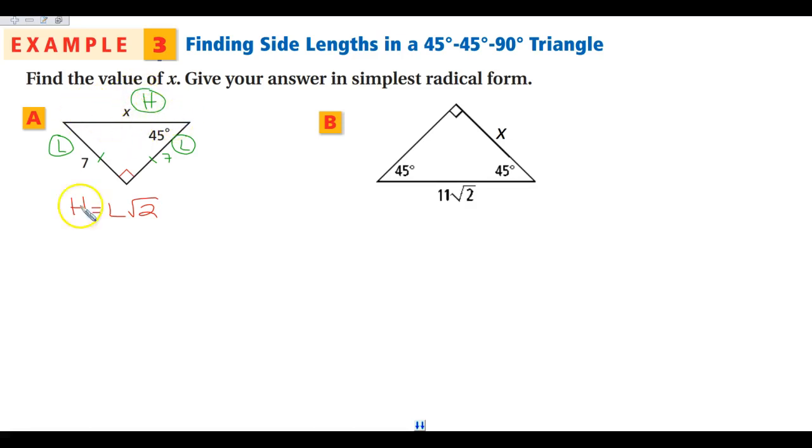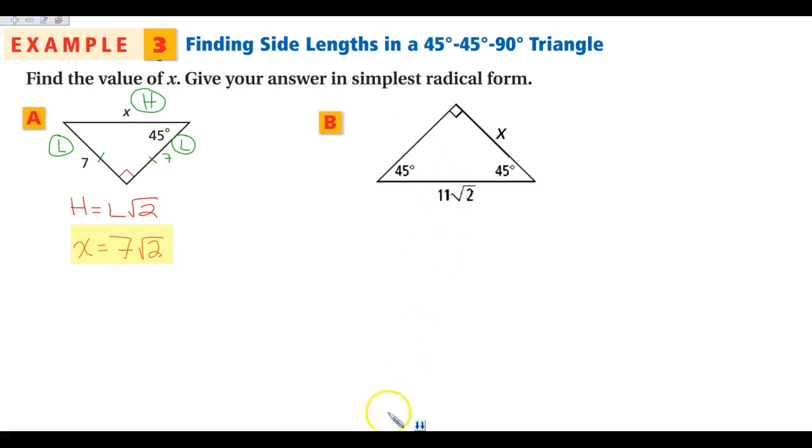So my hypotenuse is x, so I'm going to plug in x. My leg is 7, and then it's the leg times the square root of 2. Is x by itself? Yes, x is by itself. Is 7 root 2 simplified? Yes, that is your answer. That is all there is to it. Don't make it harder than it is. Okay? That's it.